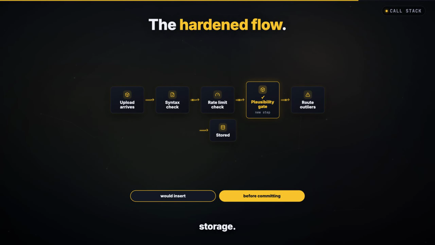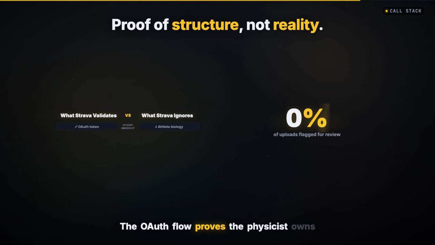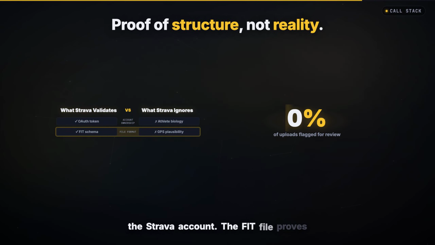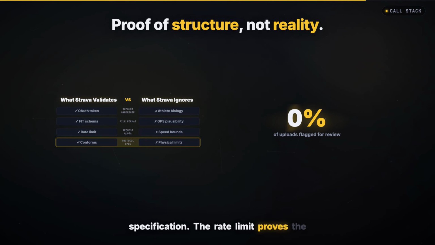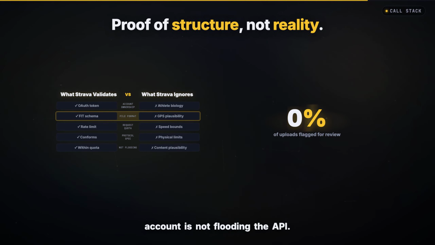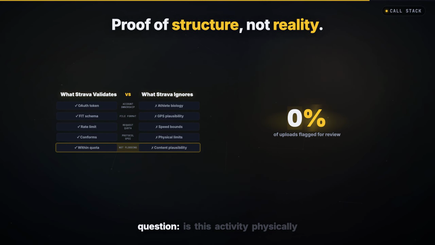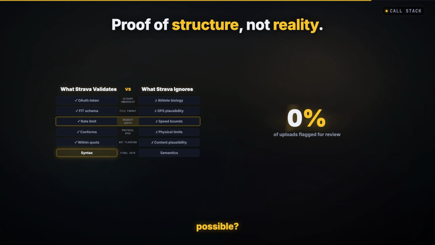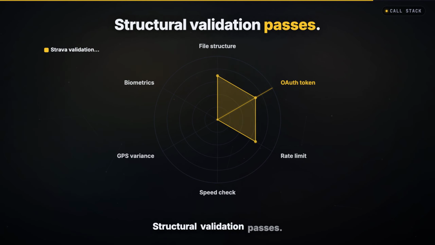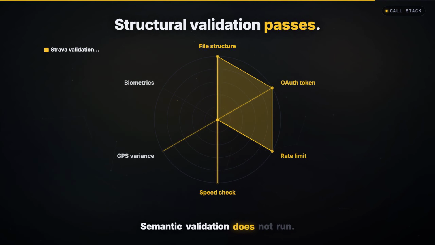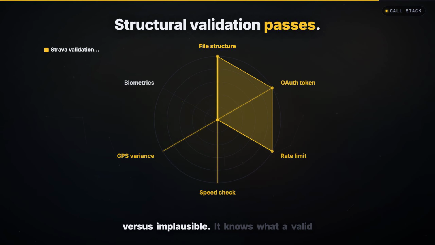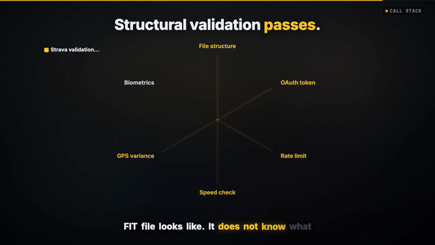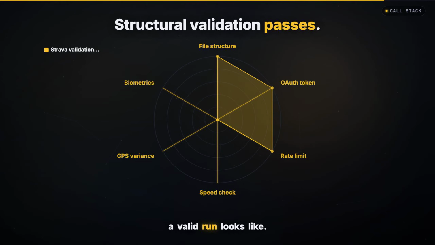The OAuth flow proves the physicist owns the Strava account. The FIT file proves the data conforms to the protocol specification. The rate limit proves the account is not flooding the API, but none of those proofs answer the question: is this activity physically possible? Structural validation passes. Semantic validation does not run. The system has no concept of plausible versus implausible. It knows what a valid FIT file looks like. It does not know what a valid run looks like.